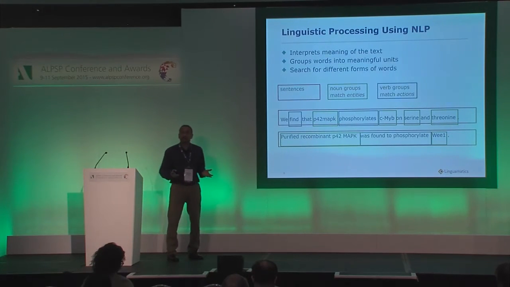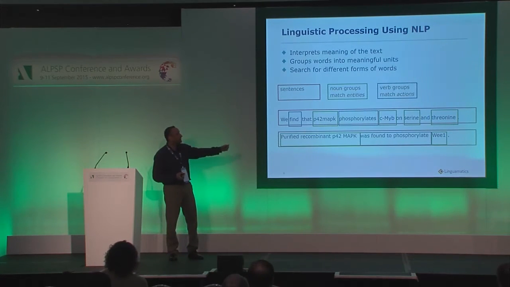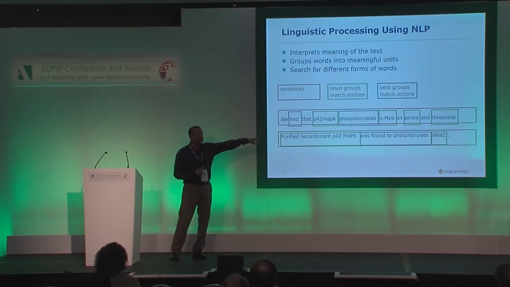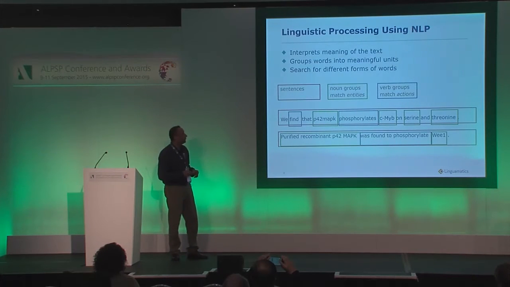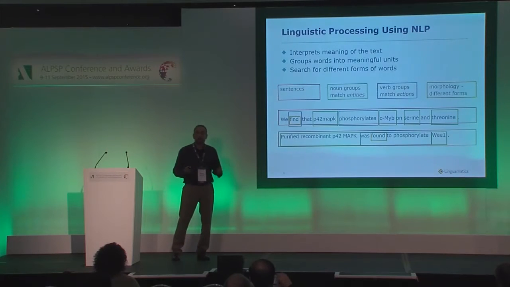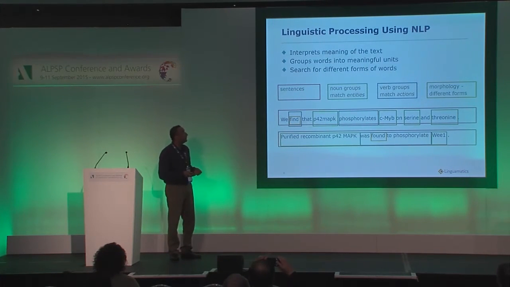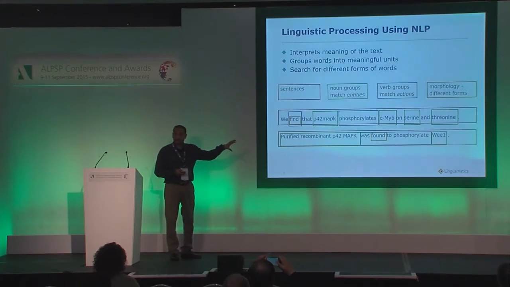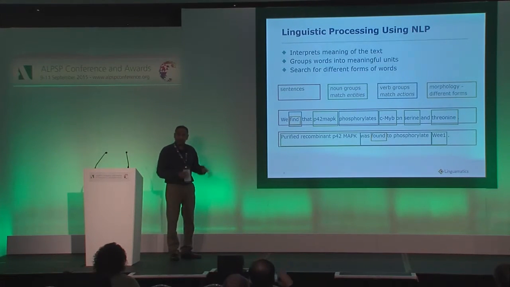Secondly, we look at actions, verbs within there. So we find "phosphorylates", but also a group of words, "was found to phosphorylate", actually refers to an action. And then finally, things like "find" and "found" are actually the same word from a different tense, so they are the same thing. That is effectively at the very base of what we do. That's what we're trying to do, but we do it on a very, very large scale, on millions and millions of documents.